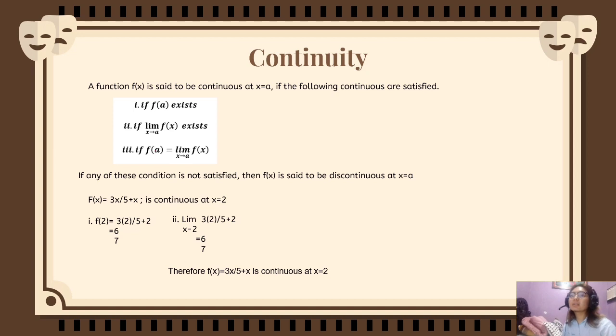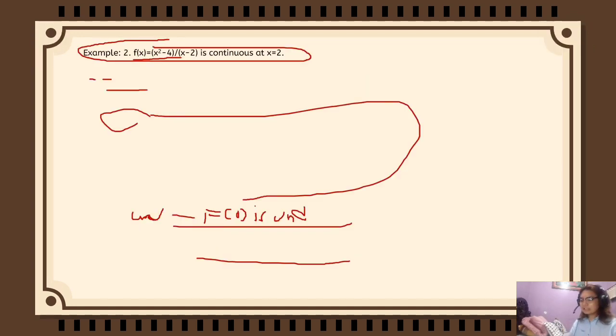Next equation tayo. Example 2, f of x is equal to x squared minus 4 all over x minus 2 is continuous at x equal 2. Ayan, sinubstitute na natin siya. Then, 0 over 0. Pagka ganito, undefined na siya. F of 2 is undefined kasi 0 over 0 eh.